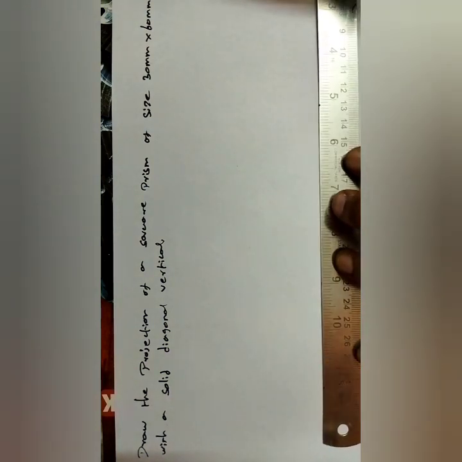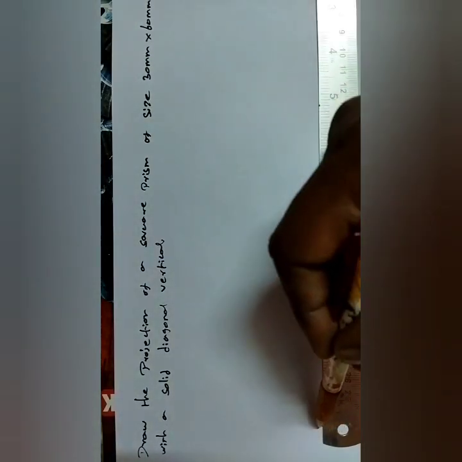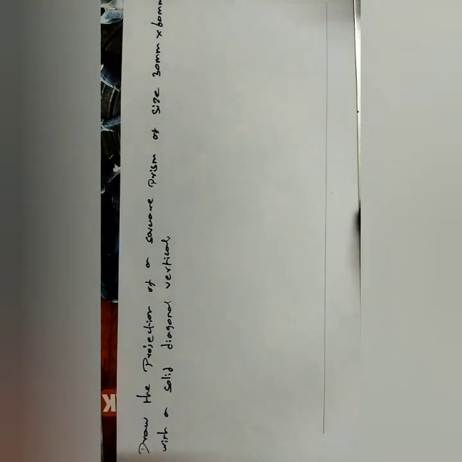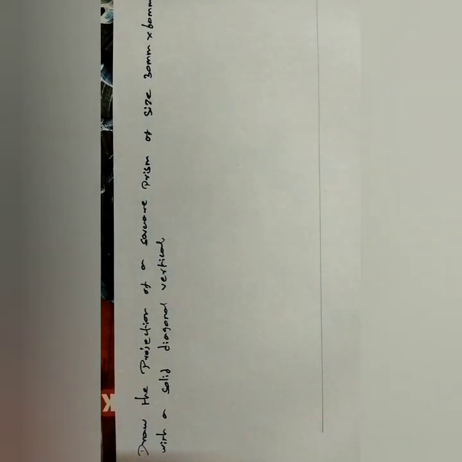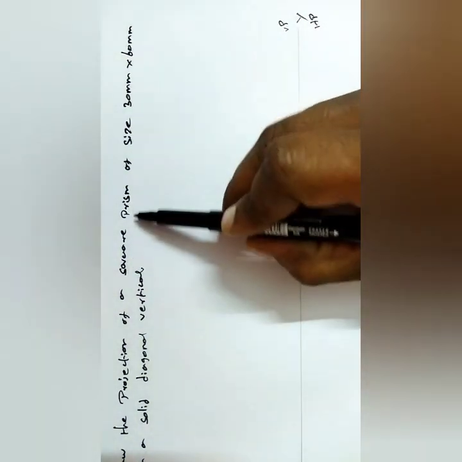First, draw the reference line and mark it XY. This is the reference line X and Y. Then mark the planes: this is the vertical plane, and this is the horizontal plane. The next step is to draw a square, since the shape is a square prism.